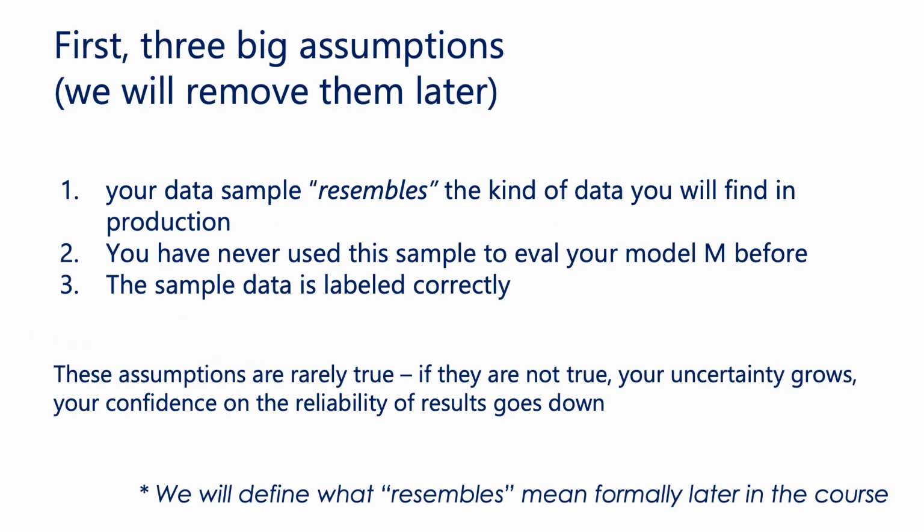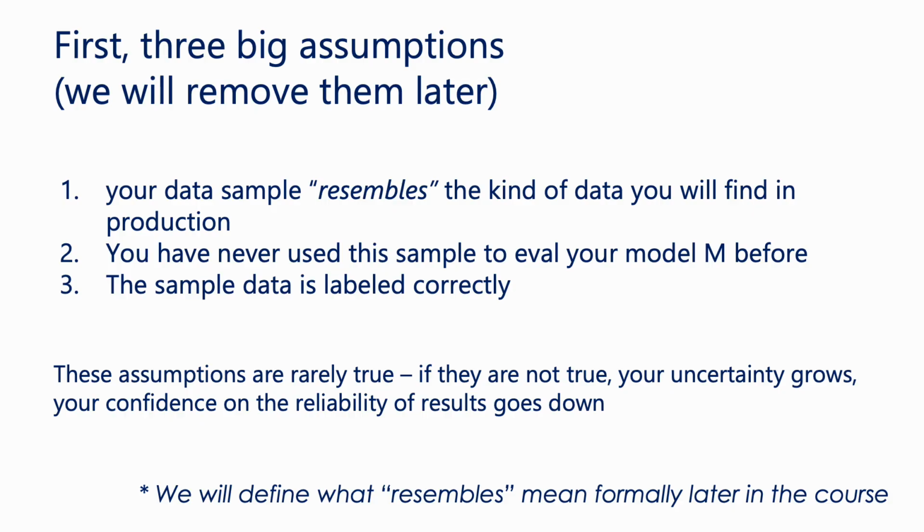So what can we say about our system? To find out what we can say, let's first make 3 big assumptions. We're going to remove them later, but for now they're just going to simplify things for us. The first is, let's assume that these 50, 100, 1000, whatever data points we took to sample and manually classified by hand resemble the distribution, the kind of real customer support requests we're going to find in production.